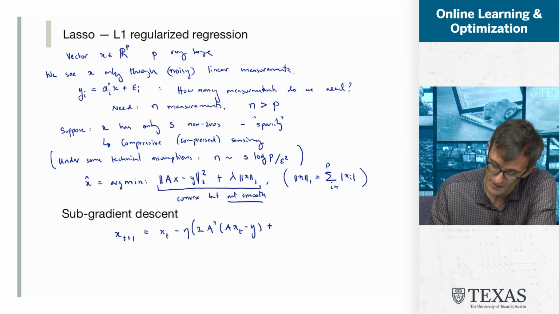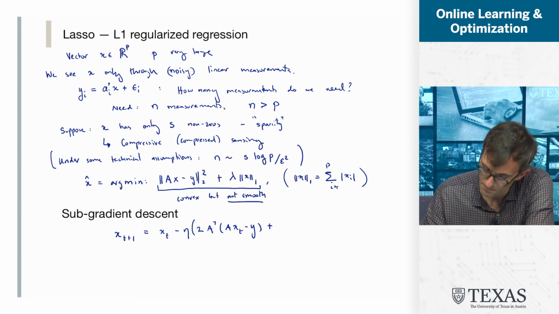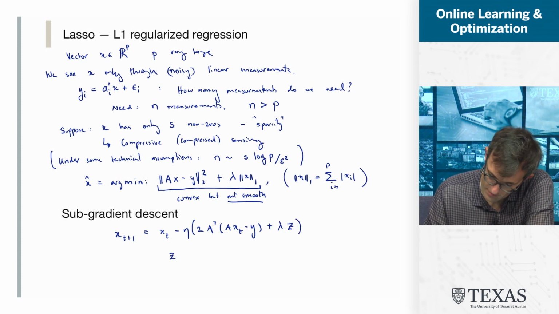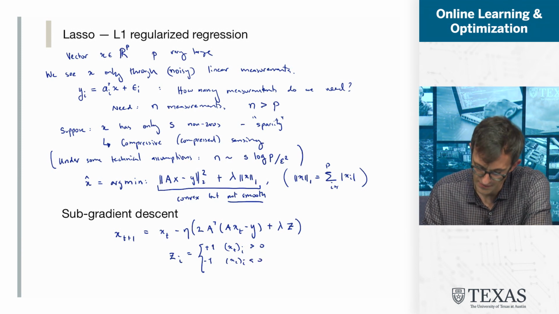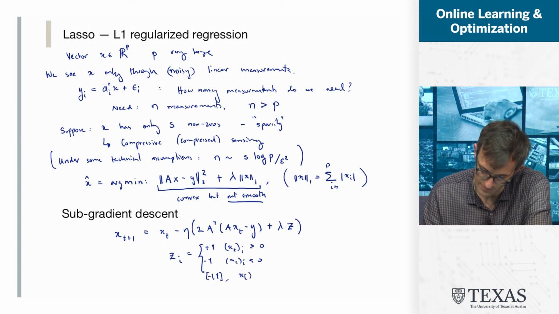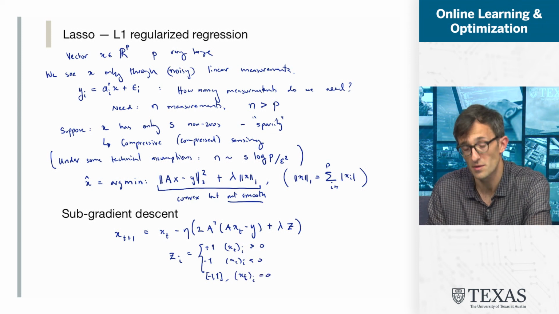So an element of the subdifferential of the L1 norm is lambda times z, where z is anything of the form: z_i is equal to plus 1 if the ith coordinate of x_t is positive. It's equal to minus 1 if x_t is negative. In other words, it's just equal to the sign of x_t if it's non-zero. And then it's any element in [minus 1, 1] if the ith element of x_t is exactly equal to 0. So this is a subdifferential.